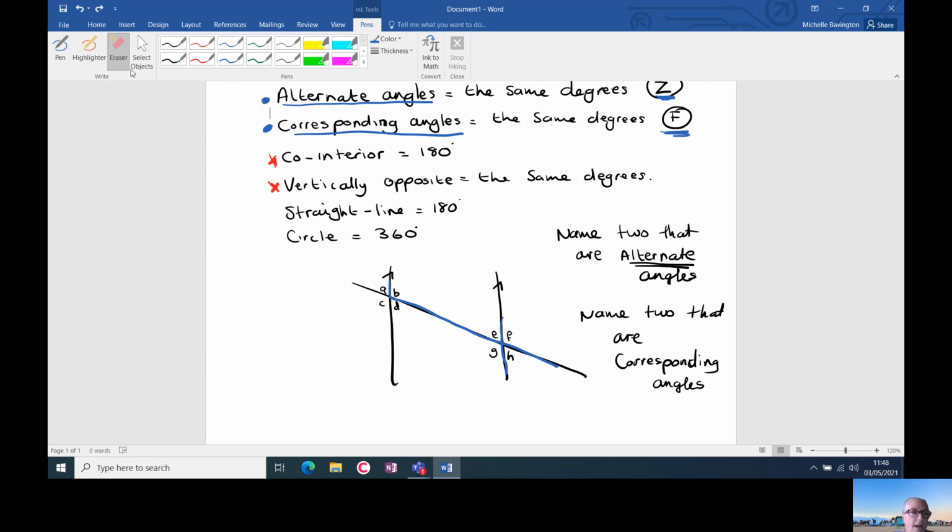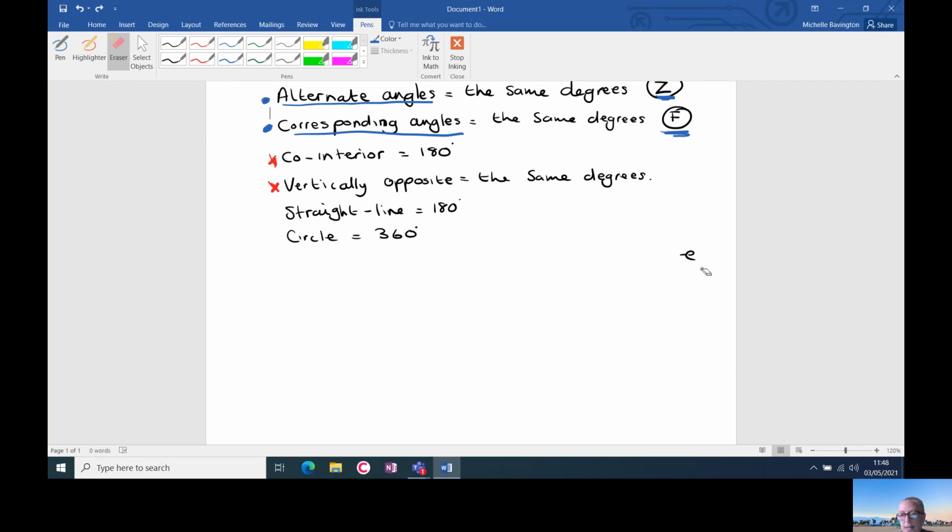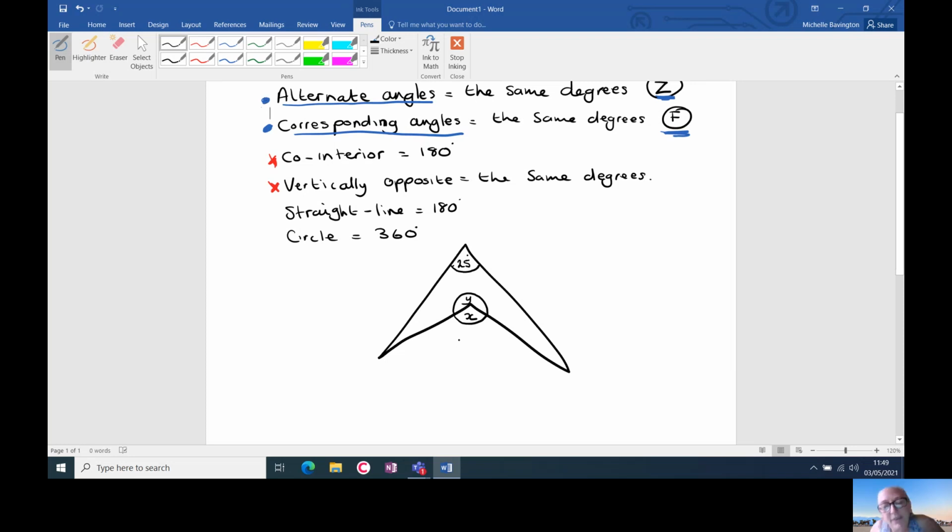Now there's one more that I need to look at. And it's when you have a reflex angle. So let's have a look at this. D. And this here is 25 degrees. And this is there. And you've got to try and find X and Y. Now, you may think you haven't got a lot to go on. You actually have.